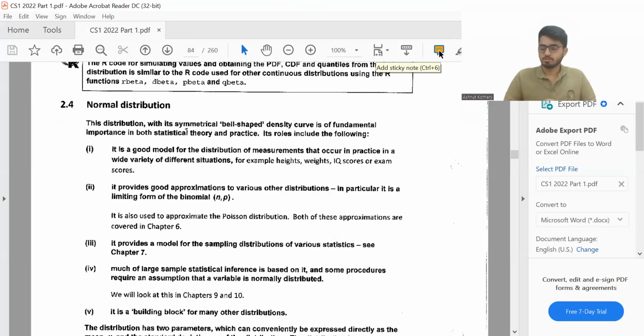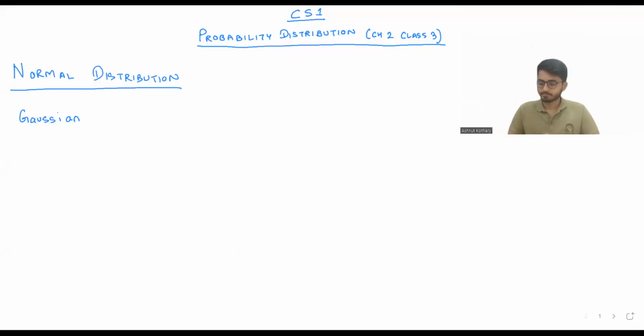So under normal distribution, rather I'll dictate it myself. So you all take down the notes. First point, this distribution has a symmetrical bell-shaped, B-E-L-L shaped, within quotes, density curve. By density curve, what I mean is basically the PDF.